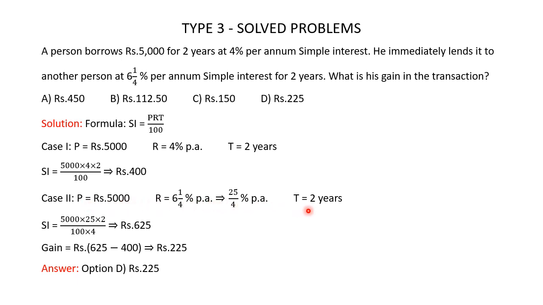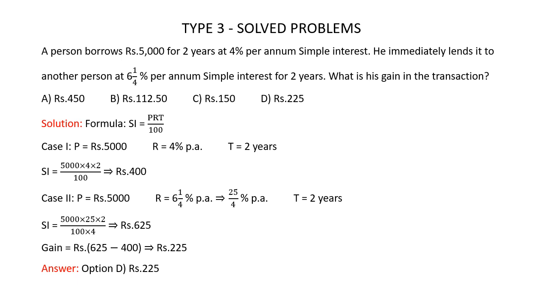Now substituting these values in the formula here, we get simple interest is equal to 5,000 multiplied by 25 by 4 multiplied by 2 divided by 100. On solving this, we get simple interest as rupees 625. So the simple interest is rupees 625 in case 2.